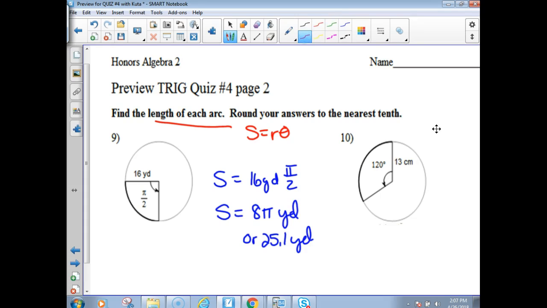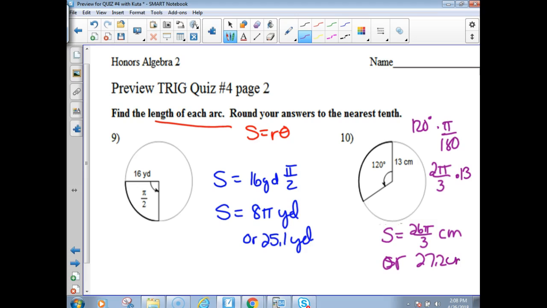Number 10, it's not in degrees. You can convert it, or you could look it up on your unit circle since you get to use your green sheet. That would be 2 pi over 3 radians. You multiply that by 13 centimeters, and that will give you S. So you can either write 26 pi over 3 centimeters, and in terms of a decimal, it would be 27.2 centimeters. Any questions so far? You can't reduce that because there's no common factor between 26 and 3.